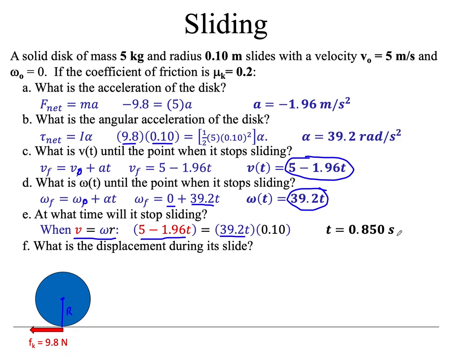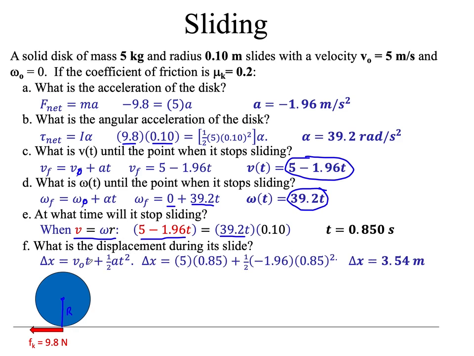What's its displacement during this slide? At this point, I'm just going to use this equation, v0t plus 1/2 at squared, plugging in our numbers. Initial velocity is 5, time is that, acceleration is that, and you'll discover that the displacement during this time is about 3.54 meters. In other words, it's going to slide 3.54 meters before it rolls without sliding.